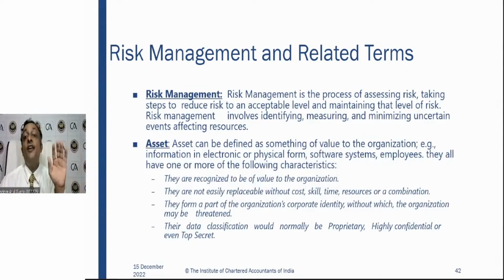They are recognized to be of value to an organization. They are not easily replaceable without cost, scale, time, resource, or a combination. They form part of the organization's corporate entity, without which the organization may be threatened, the business may be affected, business continuity may be affected. Their data classification would normally be proprietary. Proprietary means owned by the entity. This is not going to be used by anyone else; ownership is mine if I am the entity. Highly confidential or top secret. This information, data, and people will be classified as assets.